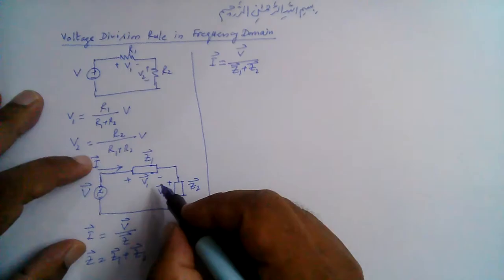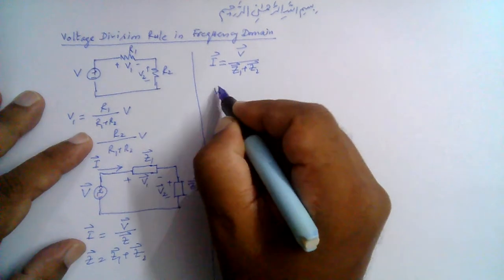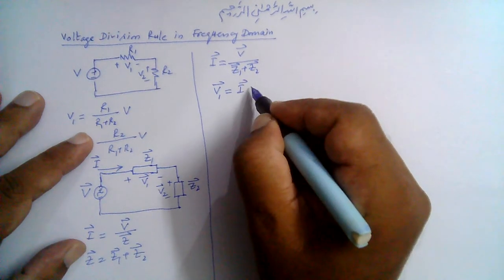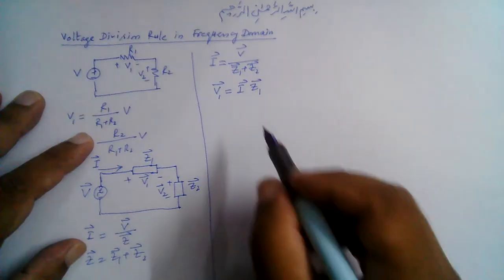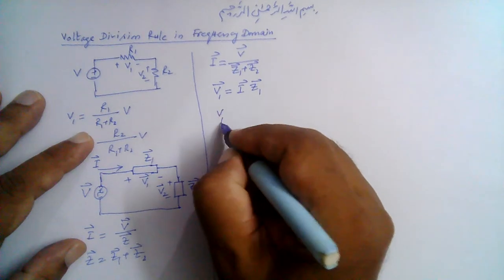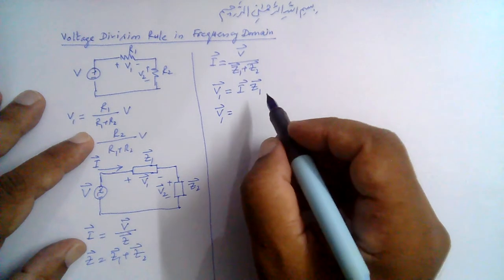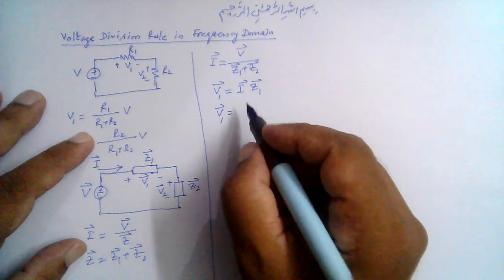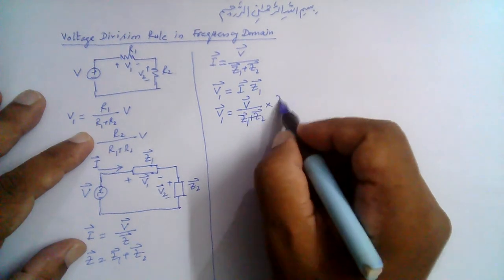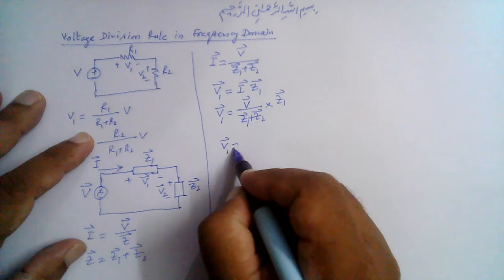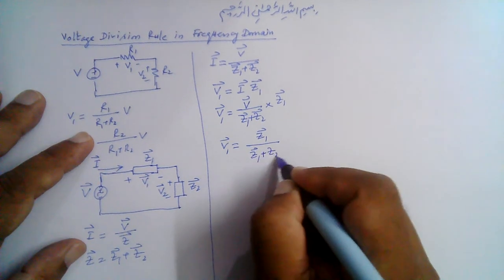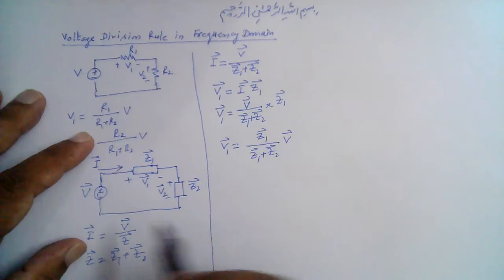So let us now find this voltage V1. V1 is equal to I multiplied by Z1, right? But I is given here. So substituting this value here, we get V1 is equal to V over Z1 plus Z2 multiplied by Z1. This can be rearranged like this: V1 is equal to Z1 divided by Z1 plus Z2 multiplied by V, this voltage source V here.